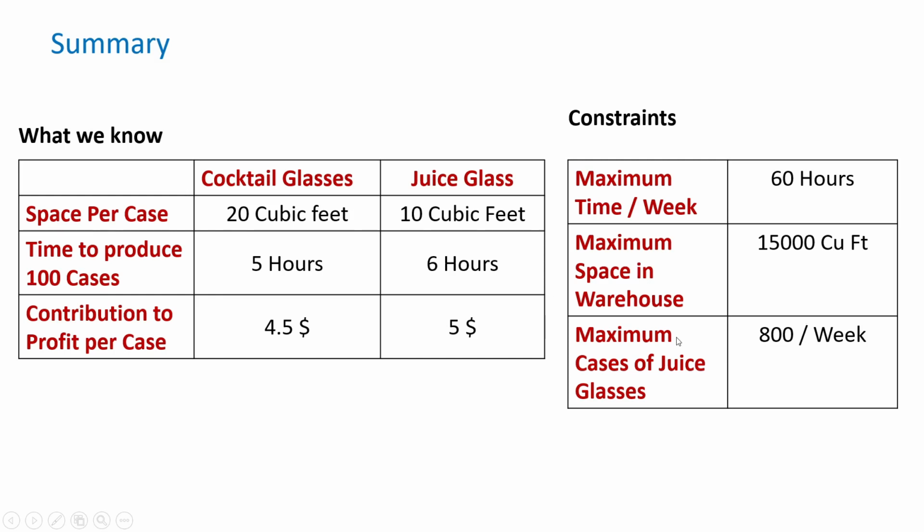While we can produce as many cocktail glass cases as we want, the maximum number of cases of juice glasses per week will be 800. If you wish to follow along, you might pause for a few moments and consider taking a note of all these parameters on a piece of paper. So let's now head to Calc and work through this problem.